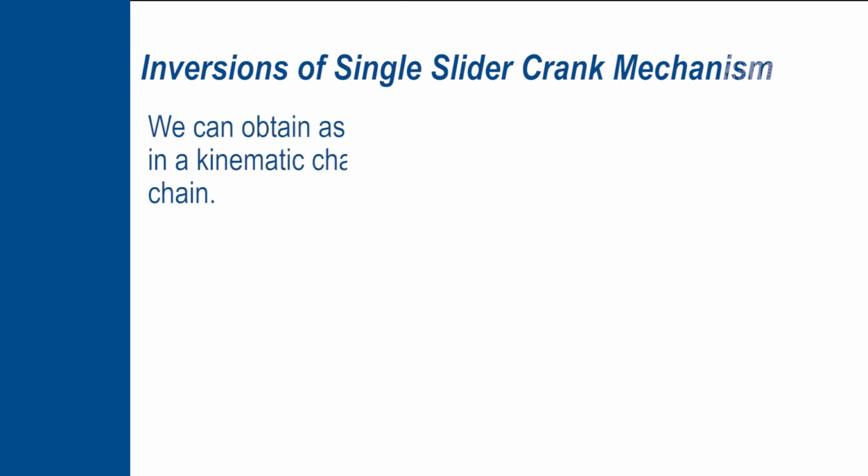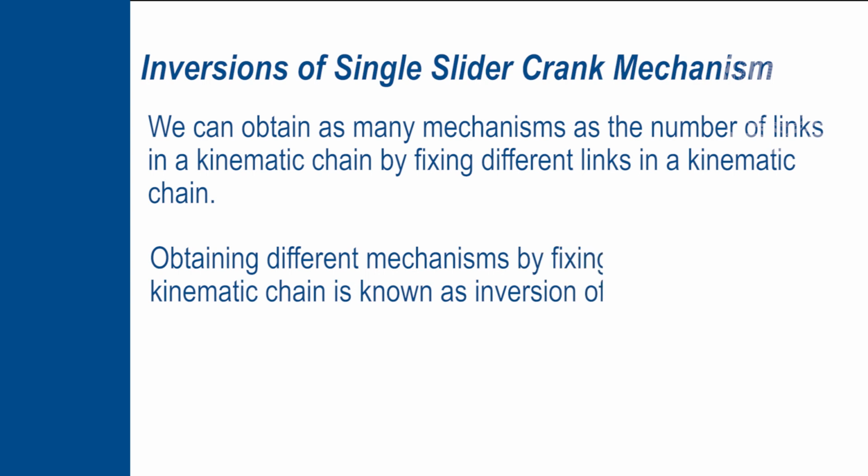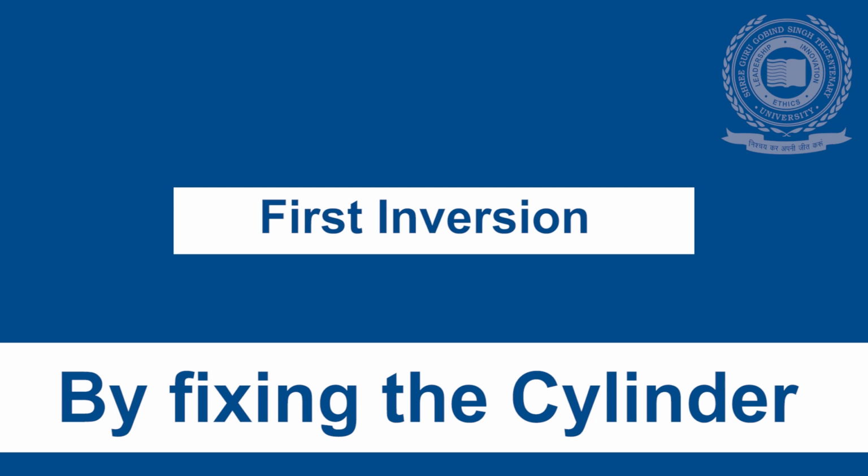We have already discussed that when one of the links is fixed in a kinematic chain, it is called a mechanism. So we can obtain as many mechanisms as the number of links in a kinematic chain by fixing in turn different links in a kinematic chain. This method of obtaining different mechanisms by fixing different links in a kinematic chain is known as inversion of the mechanism. The first inversion we can obtain by fixing the cylinder.